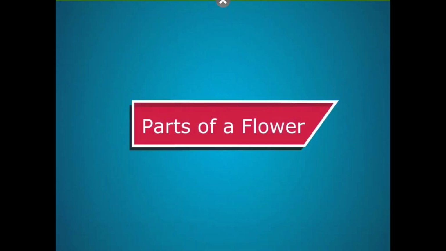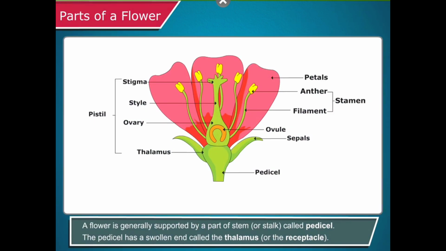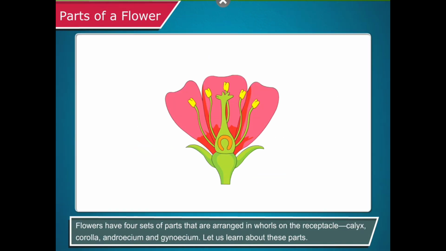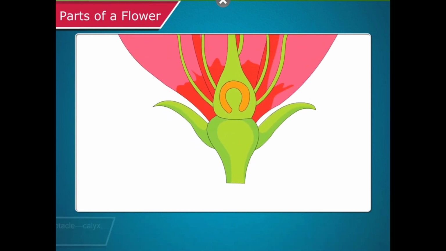Parts of a flower. A flower is generally supported by a part of stem or a stalk called pedicel. The pedicel has a swollen end called the thalamus or the receptacle. Flowers have four sets of parts that are arranged in whorls on the receptacle: Calyx, Corolla, Androecium and Gynoecium. Let us learn about these parts.